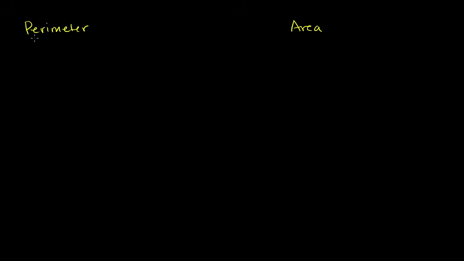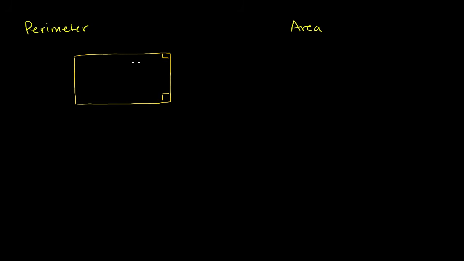Perimeter is essentially the distance to go around something, or if you were to put a fence around something, or if you were to put a tape around a figure, how long that tape would be. So for example, let's say I have a rectangle, and a rectangle is a figure that has 4 sides and 4 right angles. So this is a rectangle right here.